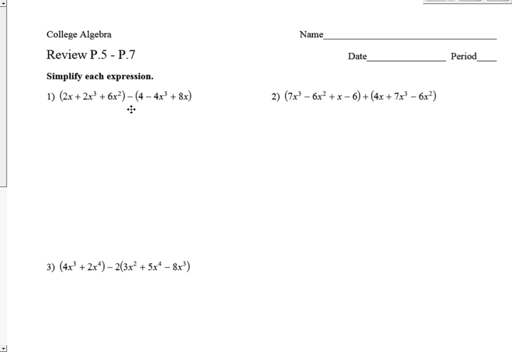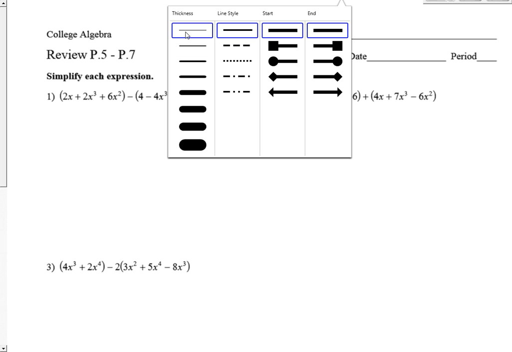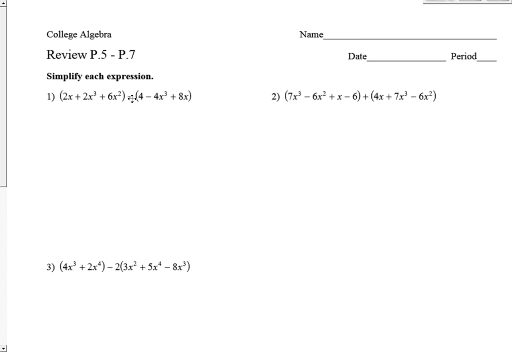And basically what you need to look at is the fact that we have a minus sign right here in the middle. And that minus sign is going to be distributed to all three terms of the second polynomial, which is going to make it minus 4, and then the minus being distributed to this negative 4x cubed is going to be plus 4x cubed, and then minus the 8x.